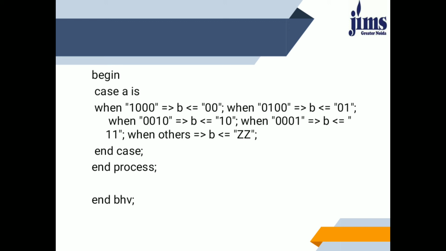It will not happen, I know, but what will happen if 1100 comes? Then in that case it will go into high impedance state. So this is the way we can define it using the case statement. We can also define it in this high impedance state case. We can define it in if else condition also.